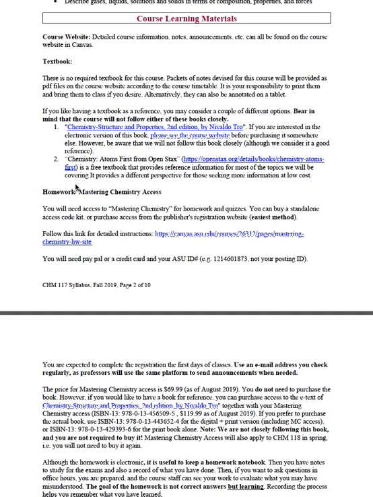So this is a really important section because it outlines for you the things that you have to have, the things that you might want to have, and the things that you don't need at all. So it's important for you to know that we have a detailed course website through the Canvas learning system that you should already have access to through your My ASU page. And on that Canvas site, you'll always find detailed course information, notes, announcements, etc. It's all in one place.